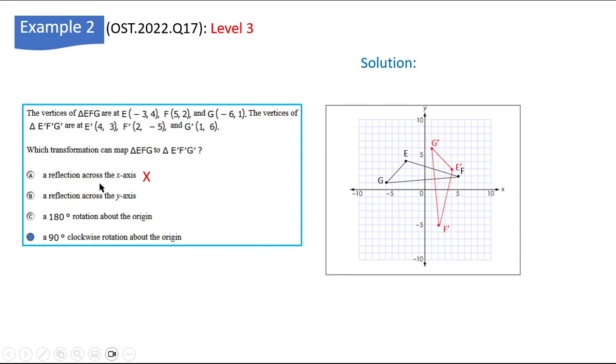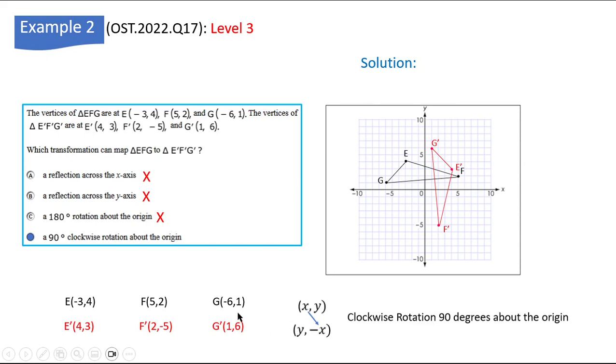If I look at the reflection across the x-axis, no, it doesn't work, because this will end up being here. A reflection across the y-axis doesn't work because this point here is going to be on the same line here. Okay. 180 degrees rotation, no, it's not going to work either because this point here is going to be right here.